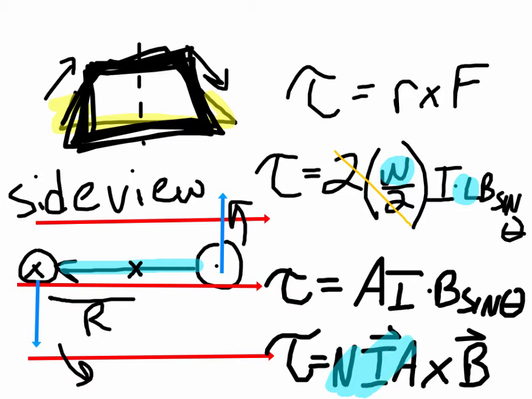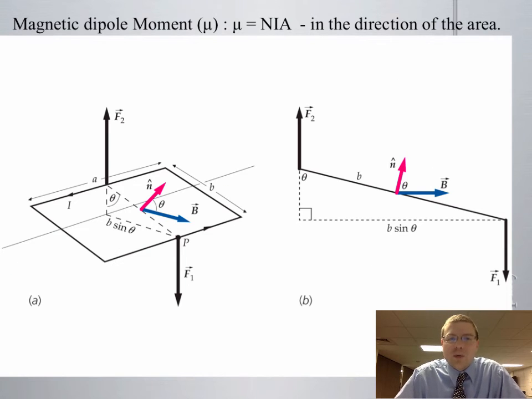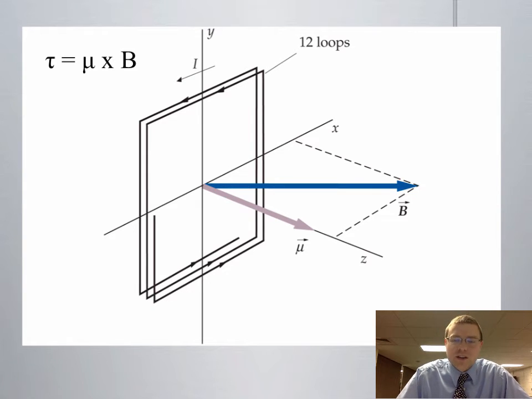And N I A we've called something special. We call that the magnetic dipole moment, which is written as little mu, not the coefficient of friction here, but the mu of the magnetic dipole moment. So there's a magnetic moment created by the number of turns, the current, and the area, and if you put that into a magnetic field, you can get a torque, as long as the magnetic field and the dipole moment are perpendicular to each other.